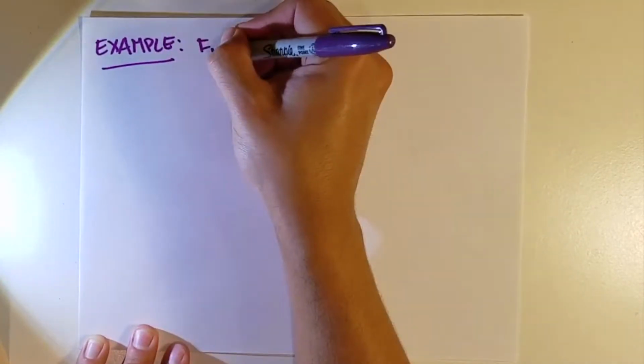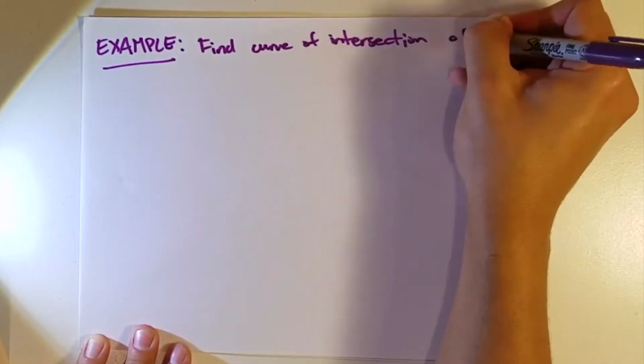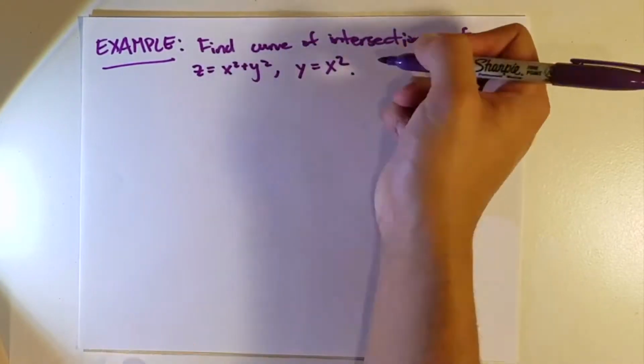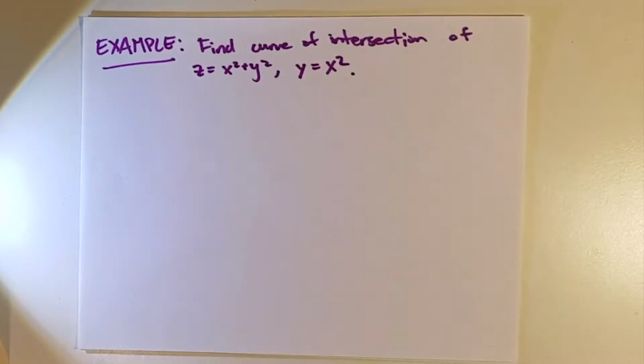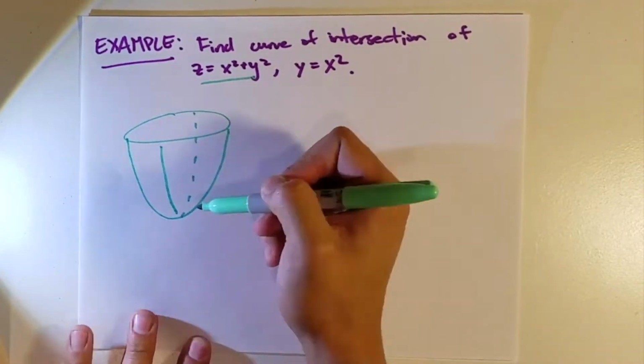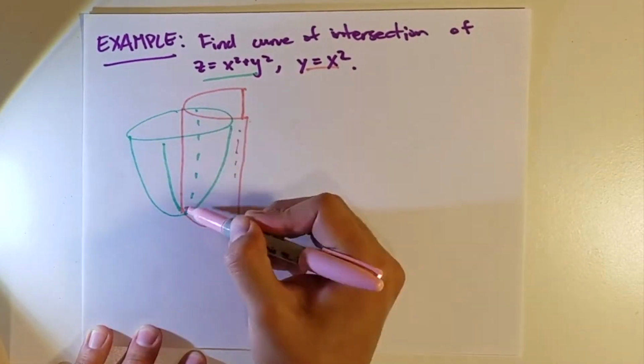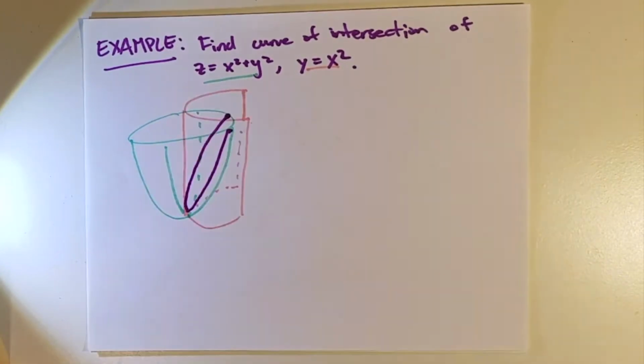Find the curve of intersection of the two shapes z equals x squared plus y squared and y equals x squared. To start, it might be easier if we draw the pictures first so that we have a visual to go with our problem. And since we're all amazing students and memorized the 3D shapes from the previous video, we know that the first shape is an elliptic paraboloid facing up, and the second shape is a parabolic cylinder.